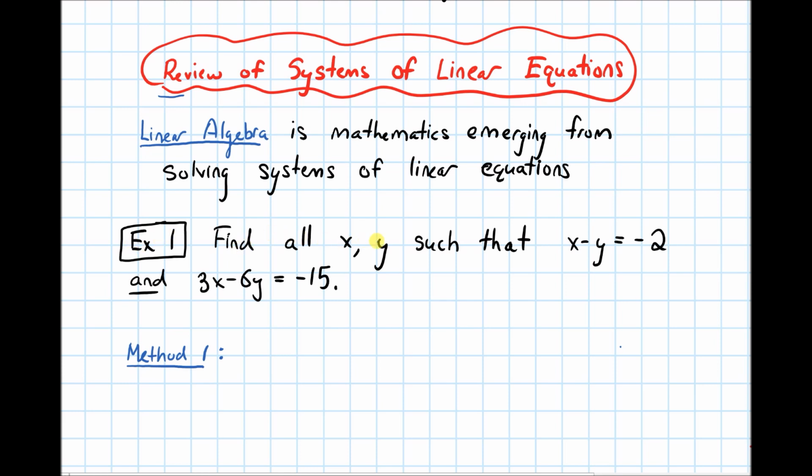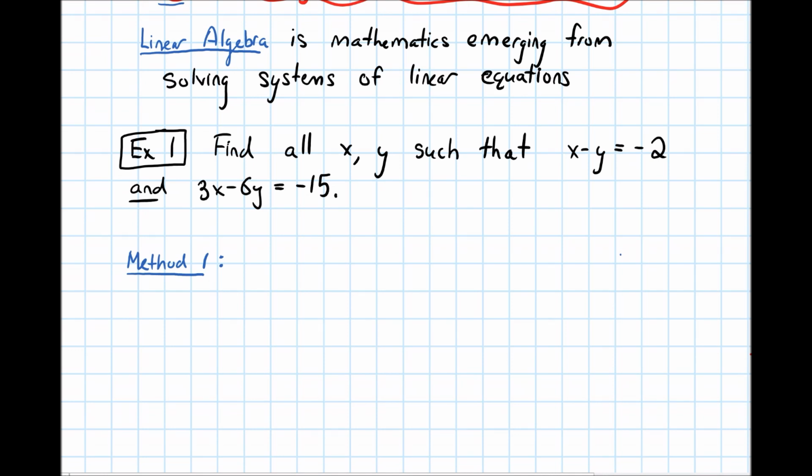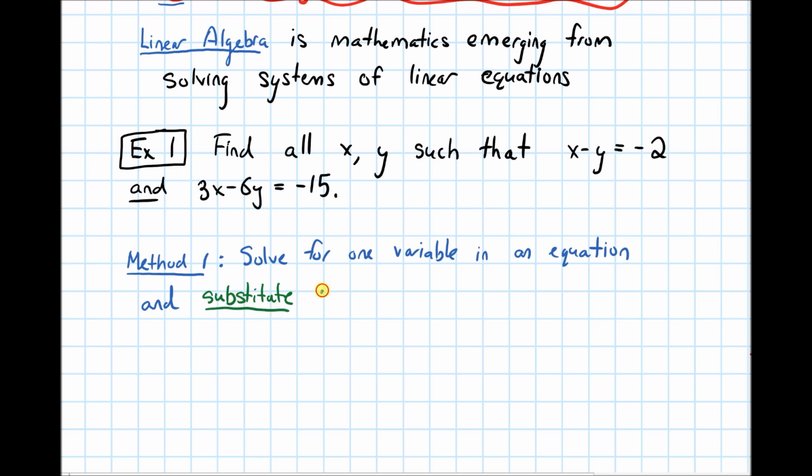Let's find all x and y such that x minus y equals negative 2 and 3x minus 6y equals negative 15. So I want to find all values of x and y that satisfy both of these equations. To do that, there are two methods that you likely would have seen before. The first is we could solve for one variable in an equation. It doesn't really matter which equation we solve for a variable in, but after doing that, we substitute. That's the key right there, and we substitute into the other.